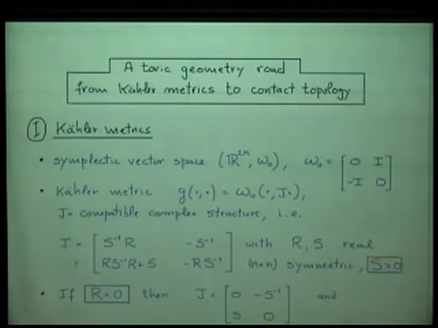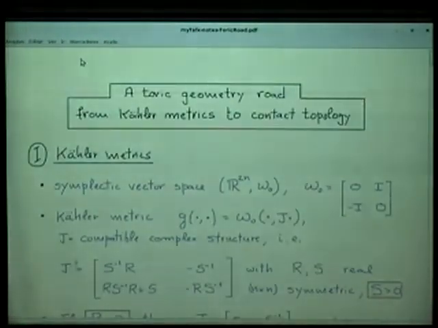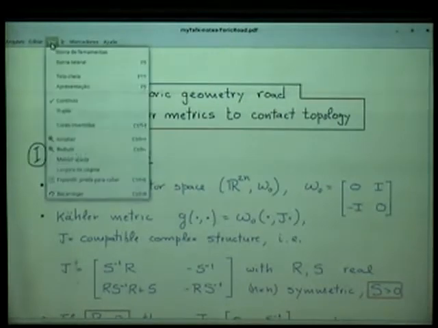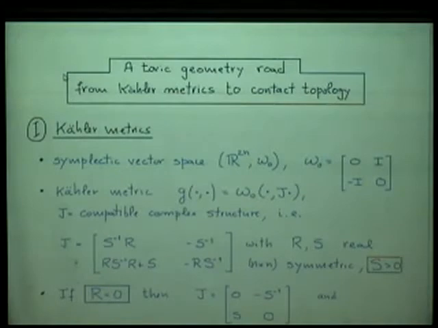So I come from symplectic geometry, so my base is always a symplectic manifold or a symplectic vector space. So I already screwed up. Sorry. Pressed the wrong button. But I think I know how to solve this. I've tried. There we go. So I'll try not to press the wrong button again.